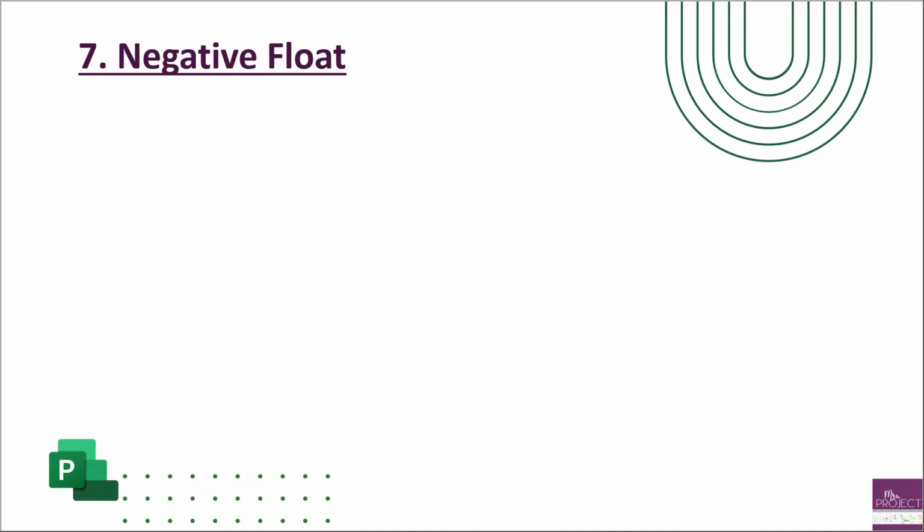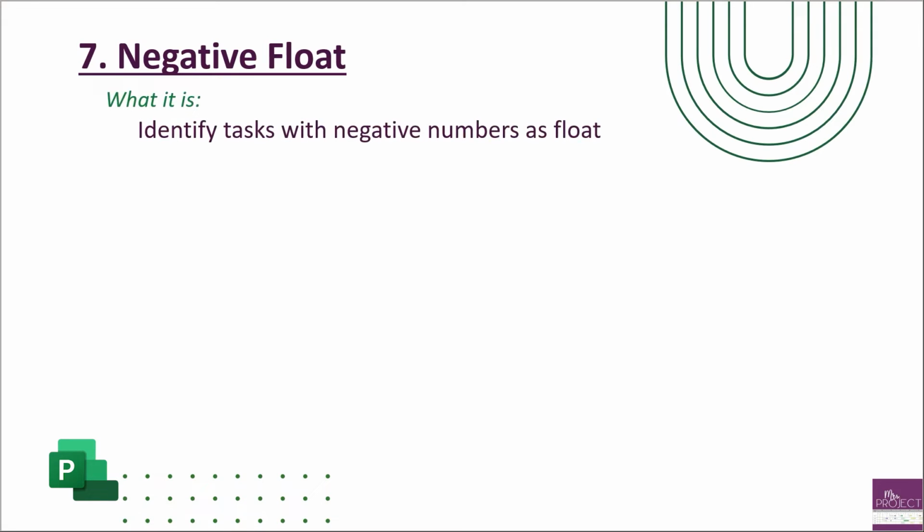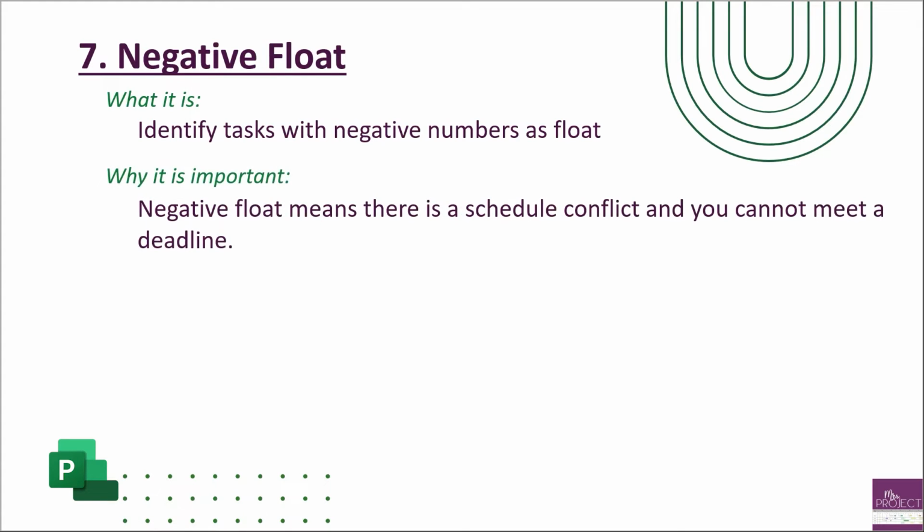So a recap on total float is it's not like the lead. So the lead is when you have a predecessor that has a negative number. This is when your total slack field has a negative number. So you're identifying those tasks with a negative number as the float. And why is this important? A negative float just means that there's a schedule conflict and you cannot meet the deadline.